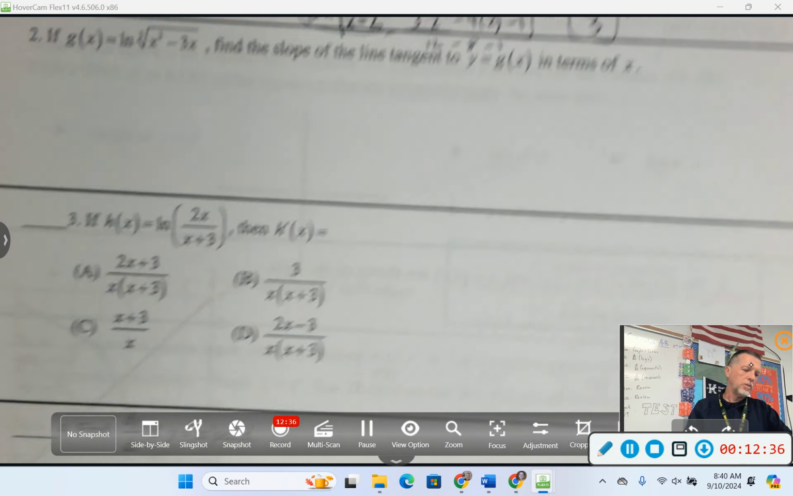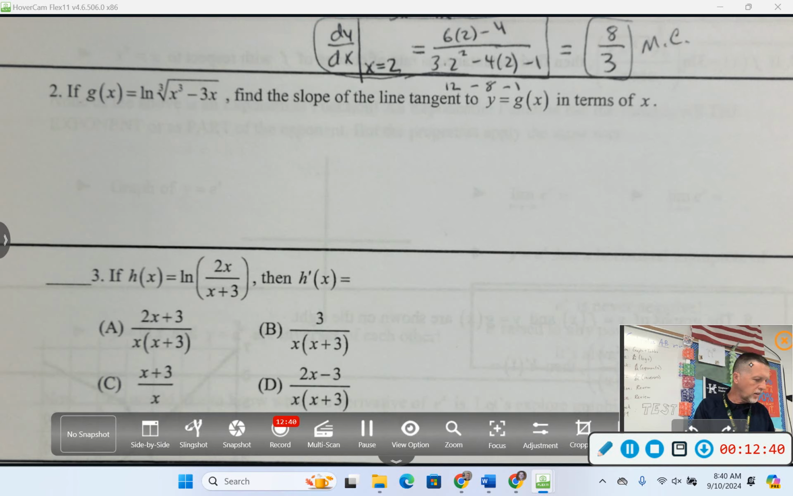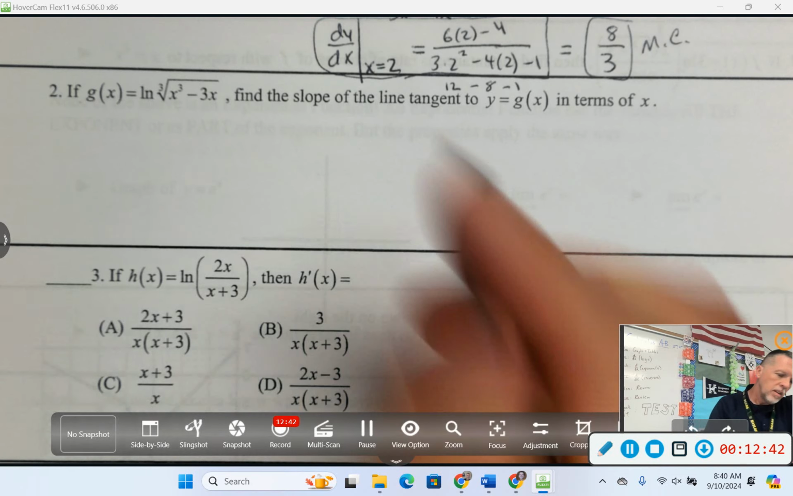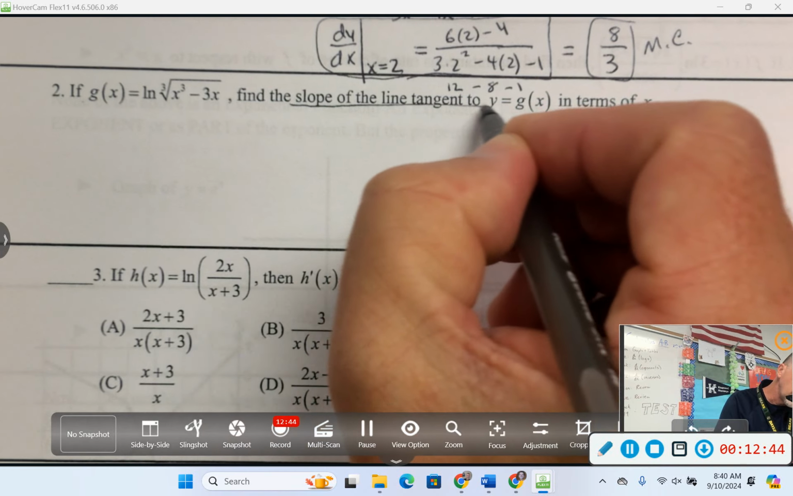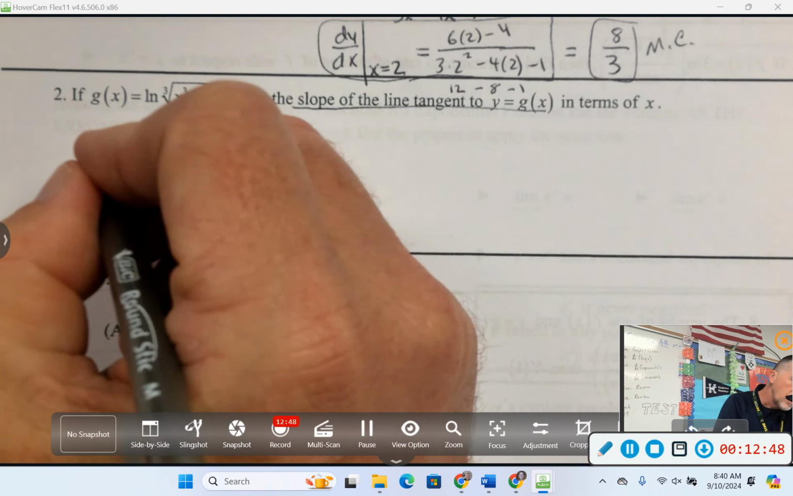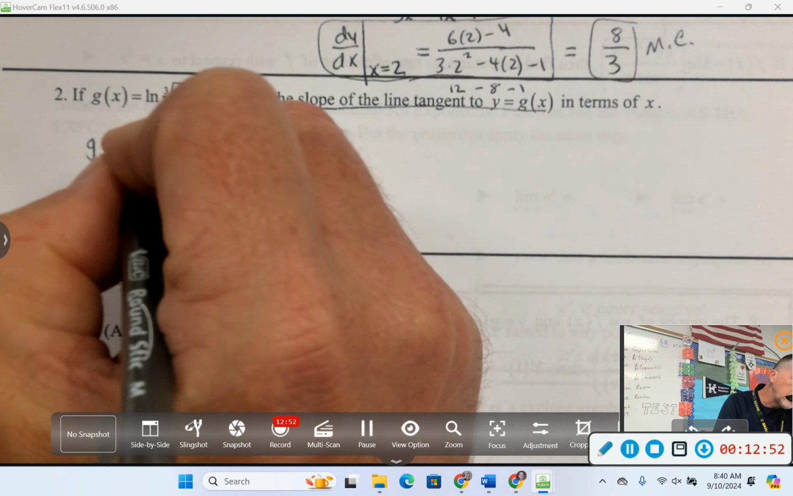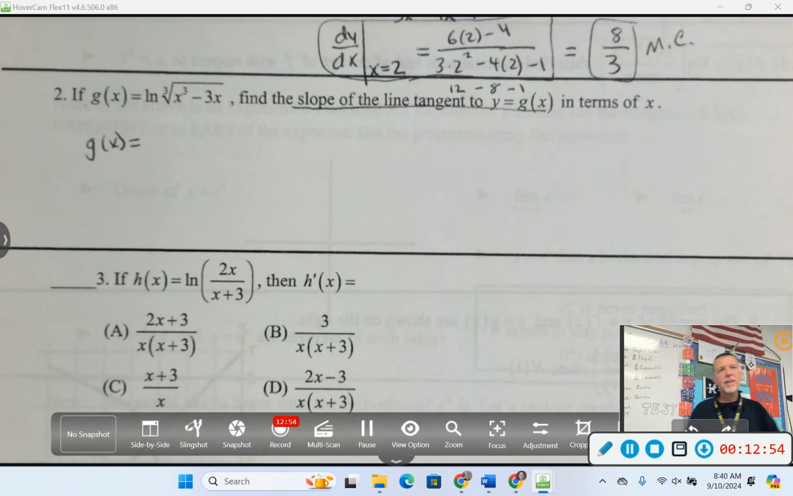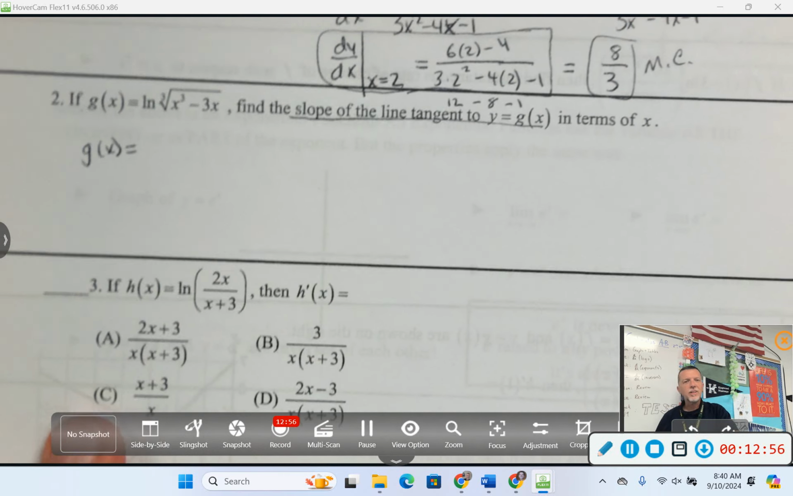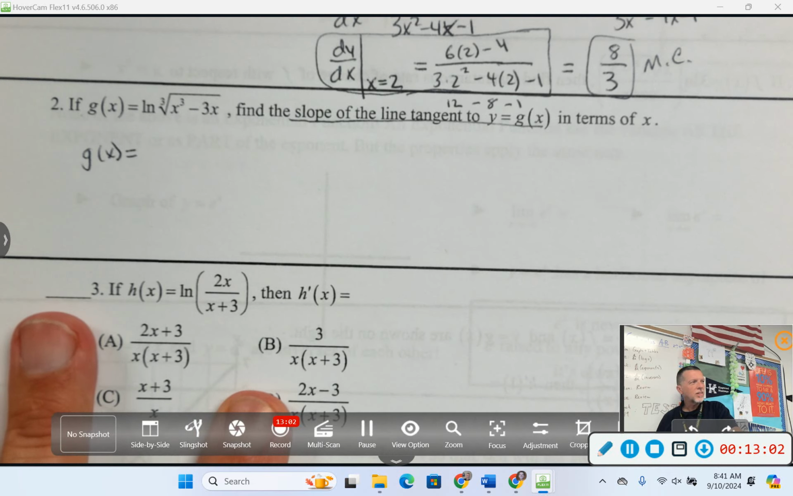Number 2, that's ugly. Natural log, cube root, x cubed minus 3x. Slope of the line tangent to the graph. So again, that's just asking for a derivative. But I can make this problem easier. I can make this problem a lot easier with one of the properties. Do you see what property I could use to make it easier?